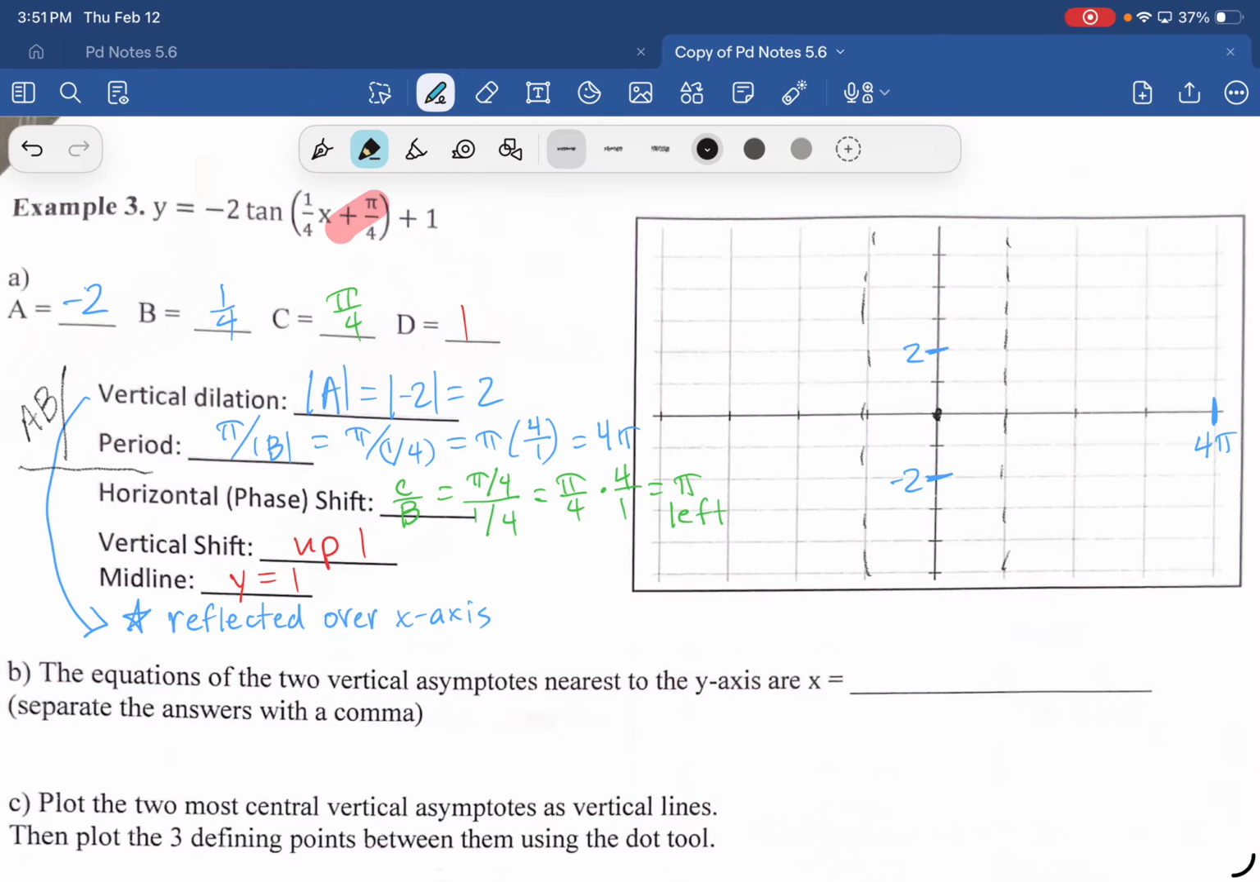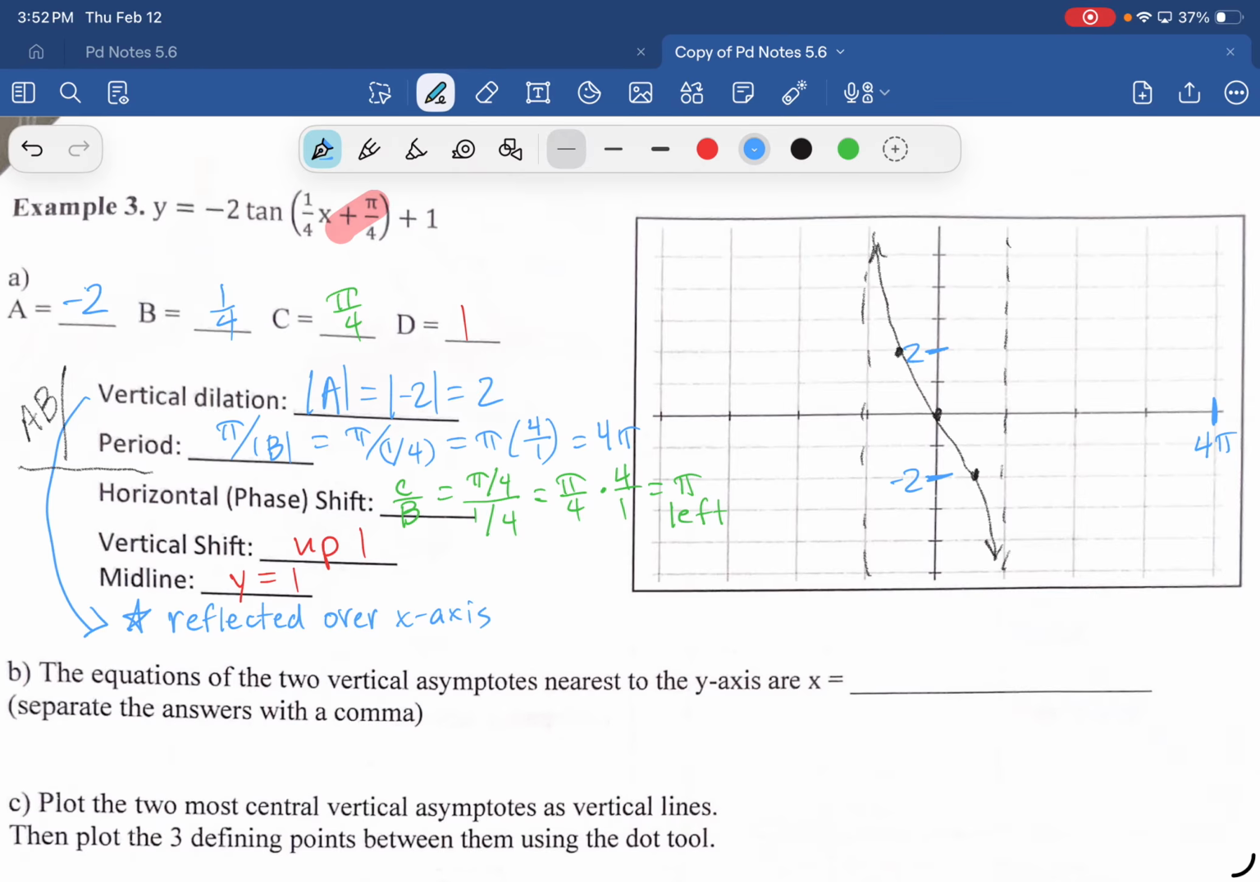Period of tangent is pi. We only need 2 boxes, not 4 boxes. So 4 pi should be there, but the A and the B part is still 1 box to the left and 1 box to the right of the y-axis, and it's still reflected over the x-axis. So that is the vertical dilation taken care of with the reflection over the x-axis, and the period taken care of, and the vertical asymptotes with the correct x scale.